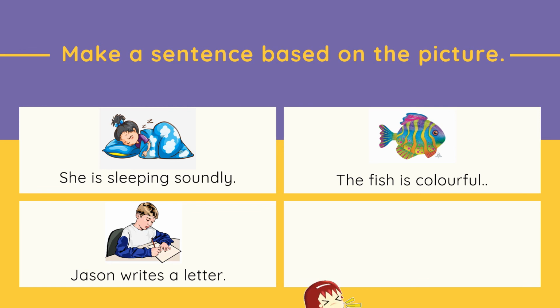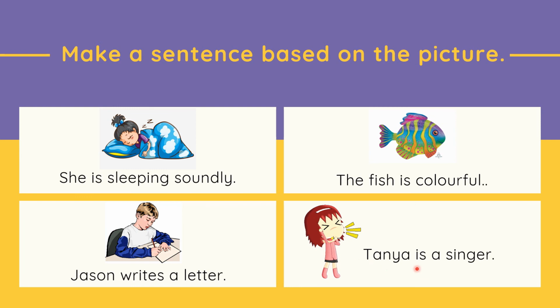Okay, the last picture, we have a girl. Budak ni tengah menyanyi. So what sentence can we make? Tanya is a singer. So we have Tanya as a subject, is as a verb to be, and singer as the noun. So the sentence pattern is subject plus verb plus noun. This one is subject plus verb plus adjective. This one subject plus verb plus adverb.